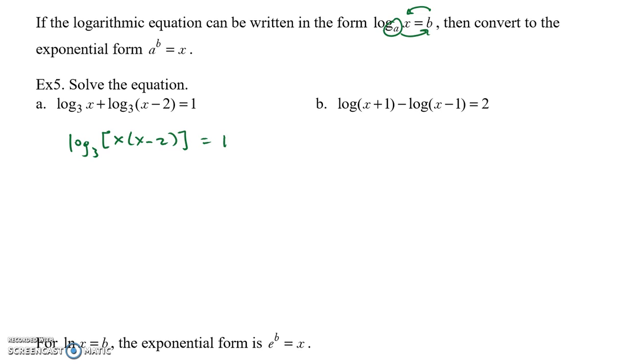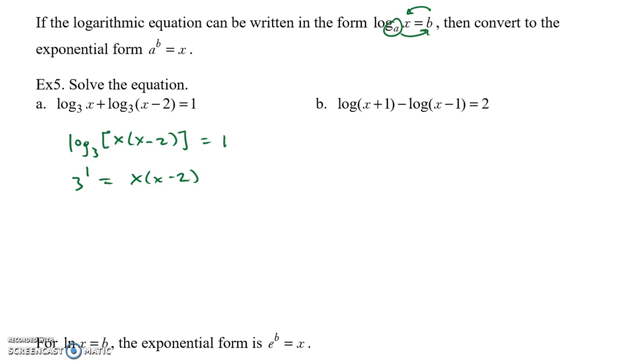Now let's convert this to exponential form. The exponential form, start with a base of 3, raise it to what the logarithm is equal to, raise it to the first power, set it equal to what's inside the logarithm. That is x times x minus 2. Okay, now the right-hand side is in a factored form, but that factored form isn't really going to be of any use to us in solving the equation, so we actually need to multiply that out.